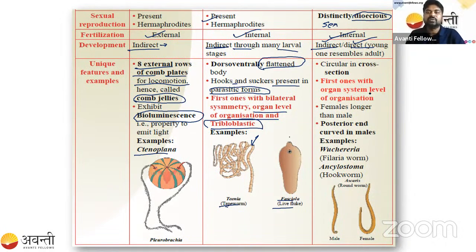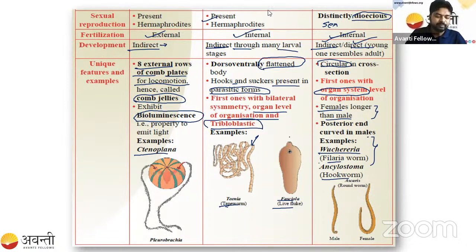Here you can see first one with the organ system level of organization. Here you can see the organ system in this organism. Okay, they have a circular body, and that's why it is known as the roundworm. Next one is the female is longer than the male. That means sexual dimorphism you can also see here. Okay, means female has a different structure, male has a different structure. Next one is the posterior end curved in the male. For example, Wuchereria and Ancylostoma. Okay, Ancylostoma means hookworm, Wuchereria means filaria worm. Okay, these are all parasitic worms, and they are pathogenic to humans. Okay, so this is all about the Ctenophora, Platyhelminthes, and Aschelminthes.